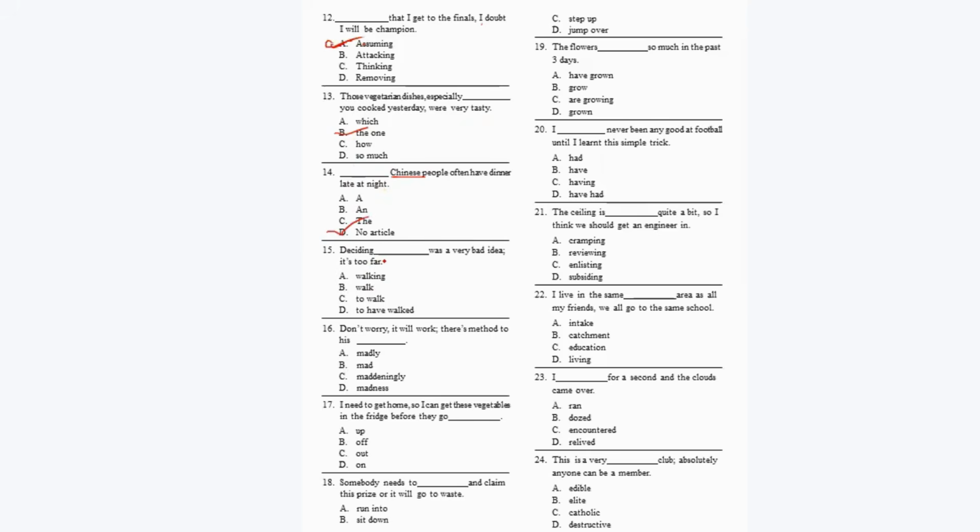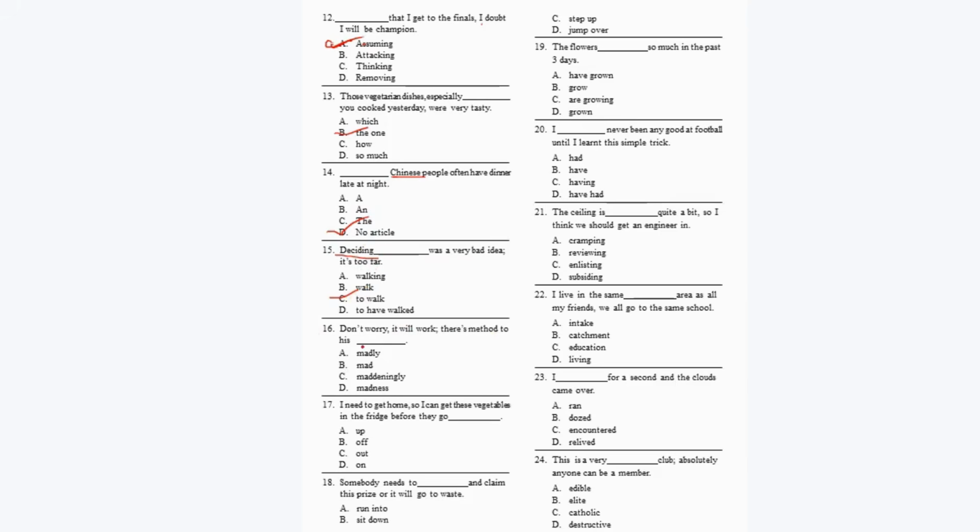Next, deciding dash was a very bad idea. It's too far. So here deciding is your gerund form, and here you need to walk, which is an infinitive, and that is your object for the given gerund. Deciding to walk was a very bad idea because it's too far.